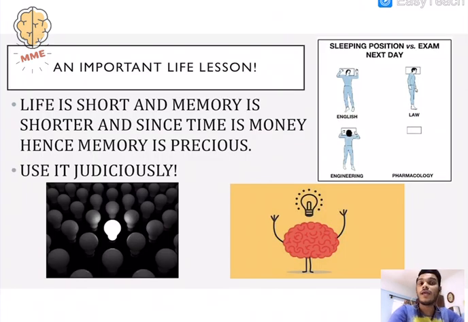Before I start off, a very important life lesson which I abide by is that life is short and memory is shorter. And since time is money, memory is very precious. So we must use our memory judiciously, especially in the field of medicine, where there's a whole body of knowledge to amass. But the fraction of knowledge that we need to retain or understand in more depth and clarity is what will make us different from the rest, right? So always remember, use your memory judiciously because it is very precious.